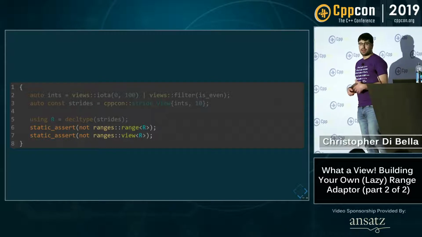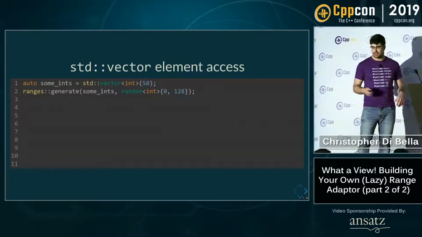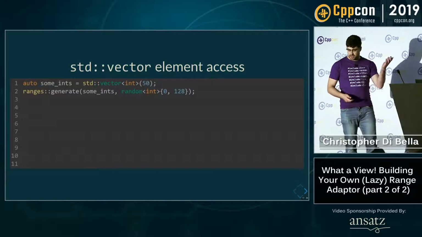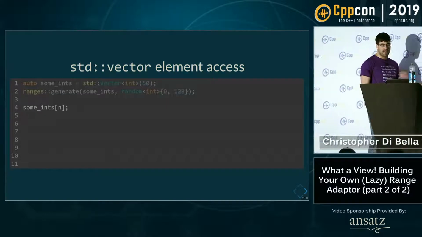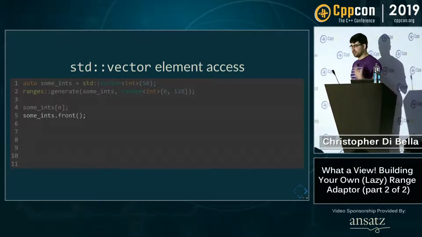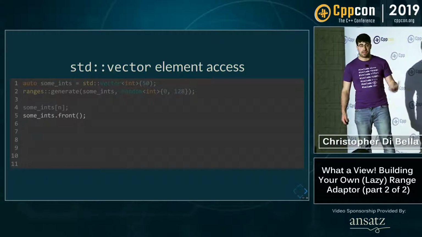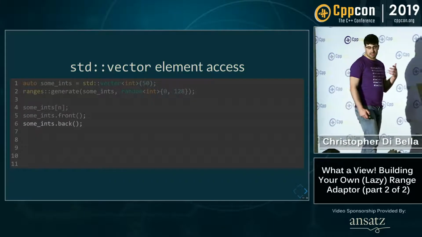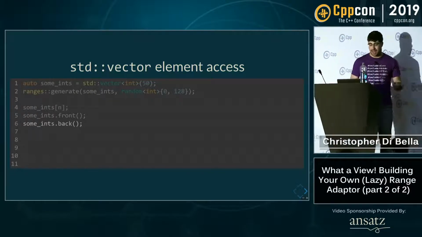Now let's talk about element access. Element access is something that a vector can do. So we fill up a vector with some random integers. If we want to access an arbitrary element, we can use the subscript operator. And if we want to access the first element, we can say that we want to access the front of the vector. And if we want to access the last element, we can say we want to get the back.